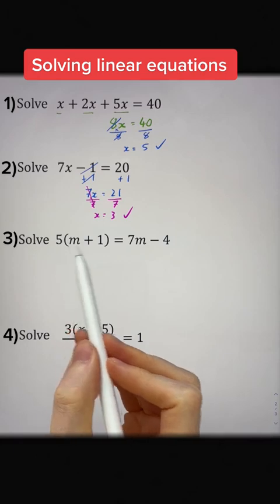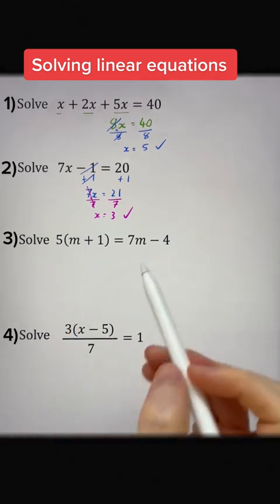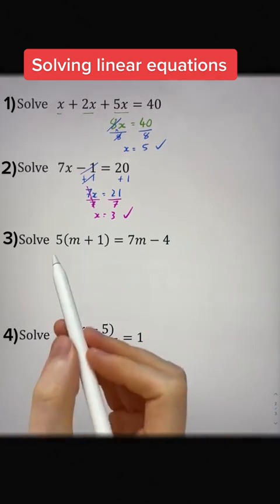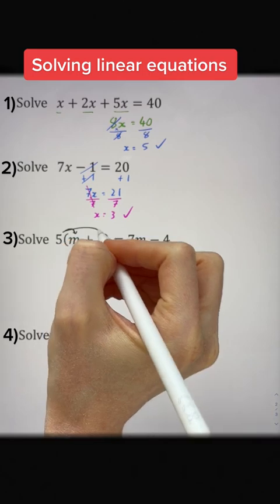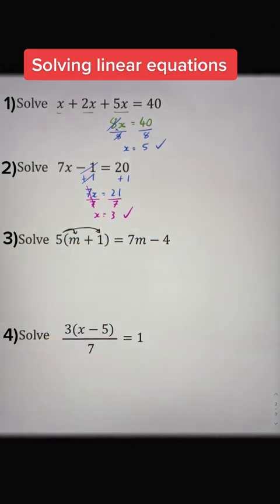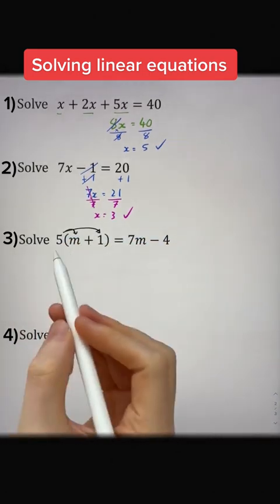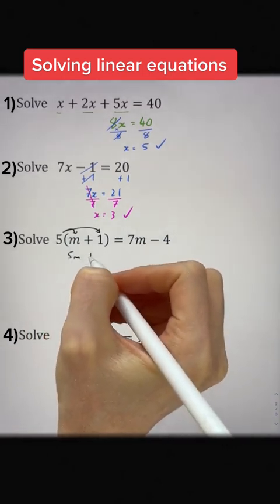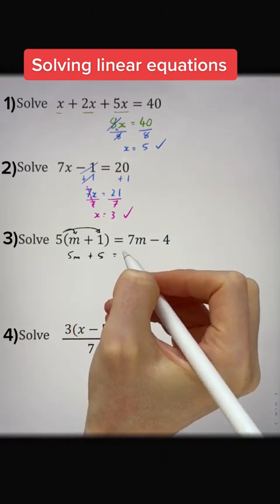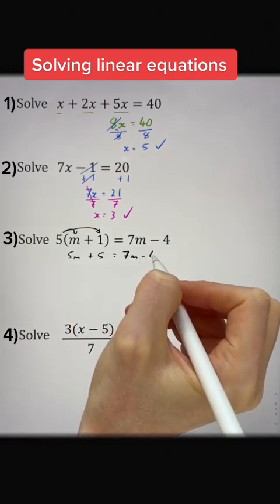For question 3, again I'm asked to solve. This time I'm asked to solve 5, and in brackets m plus 1 equals 7m minus 4. As I've got a single bracket, I'm going to start by expanding the single bracket. Whatever's directly outside, I'm going to multiply by each term directly inside the single bracket. 5 times m will give us 5m, and 5 times positive 1 will give us plus 5. On the right hand side I've still got 7m minus 4.